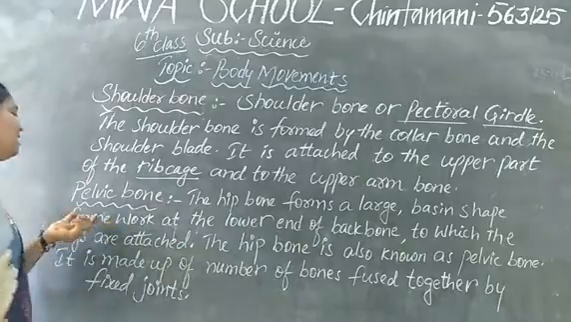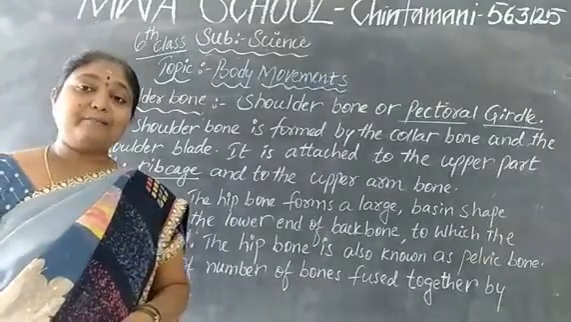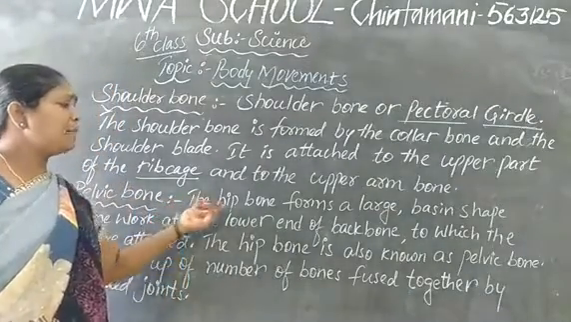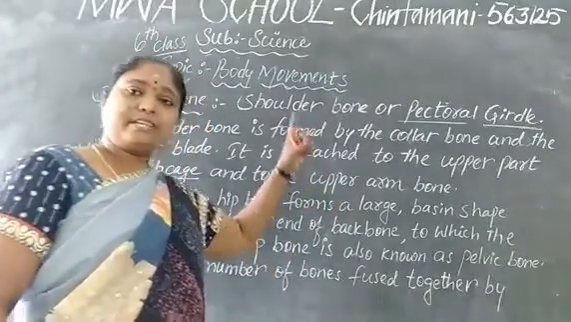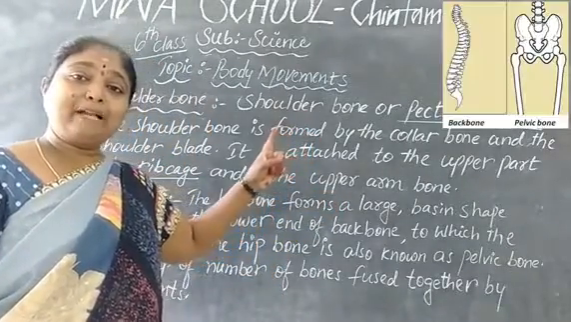And the next one is the pelvic bone. What is that? The pelvic bone. The hip bone forms a large structure. You can see the picture there. You have the pelvic bone.